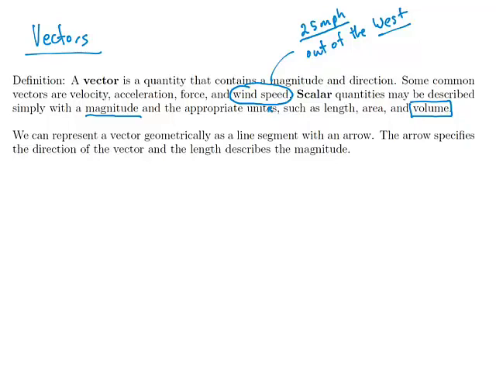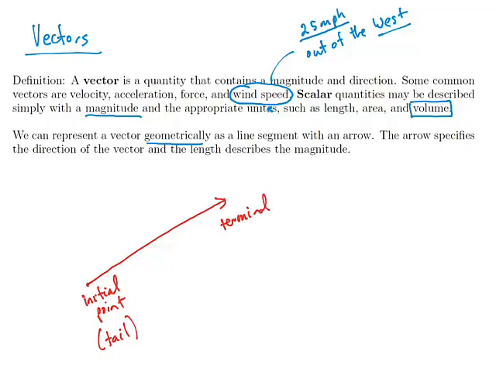And then it says, we can represent a vector geometrically as a line segment with an arrow. The arrow specifies the direction, and the length describes the magnitude. So for example, if we have a vector that looks like this, we can call this the initial point. Sometimes it's called the tail. And then we would call this point up here where the arrow is the terminal point. That's sometimes called the head. And so the magnitude is just the length of this. That's called the magnitude.